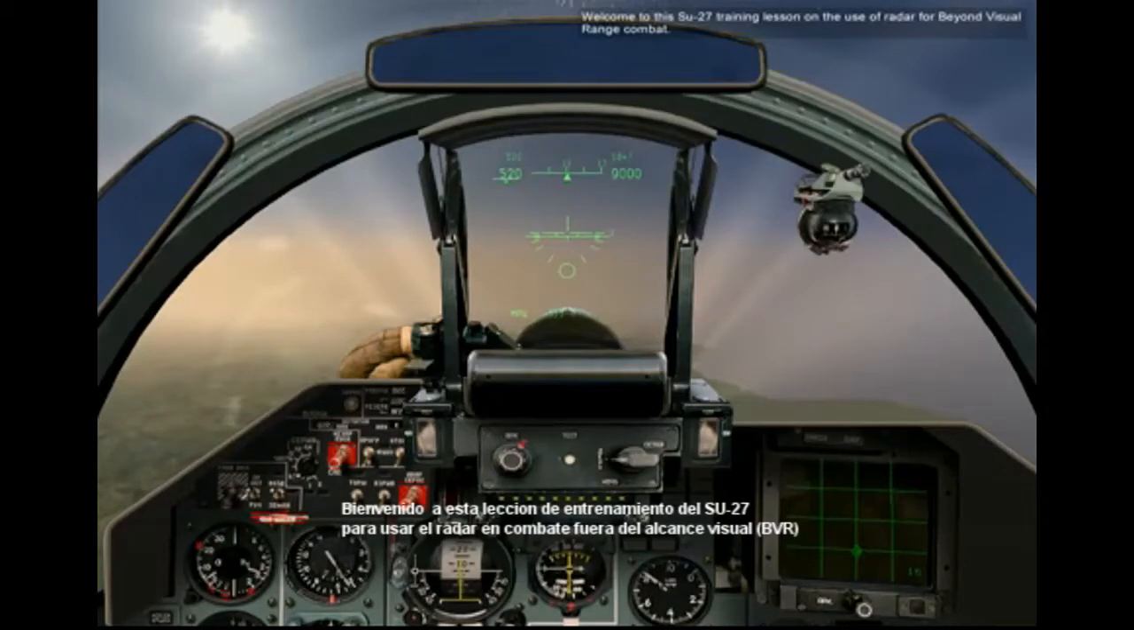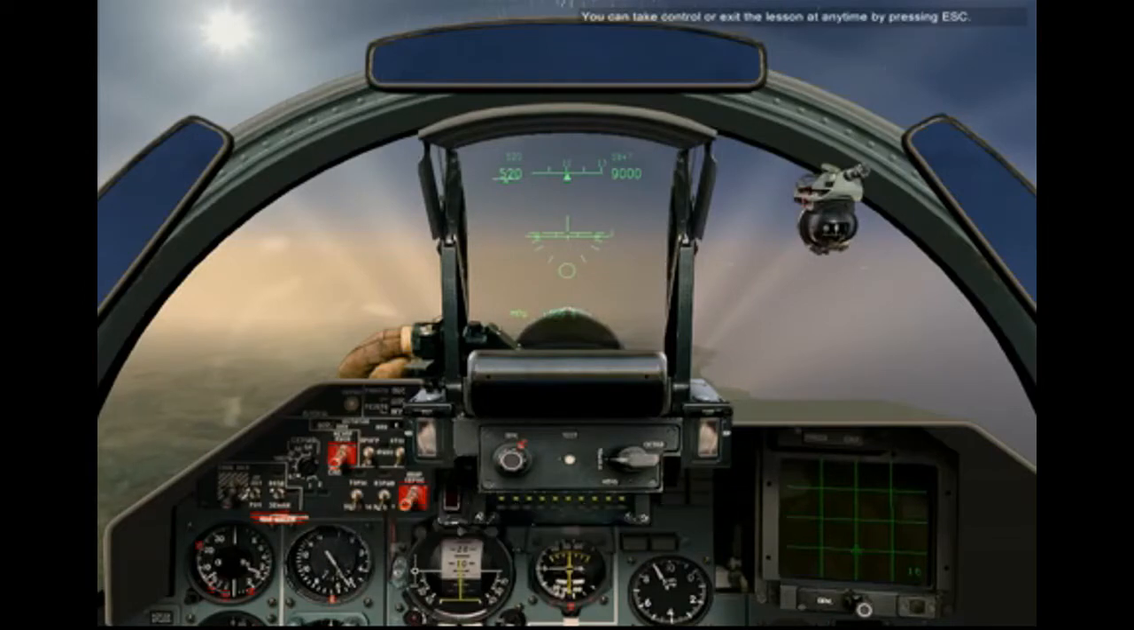Welcome to this SU-27 training lesson on the use of radar for beyond visual range combat. You can take control or exit the lesson at any time by pressing escape. Please don't touch the controls or change views during the lesson. If you need to pause the lesson, press the pause key.